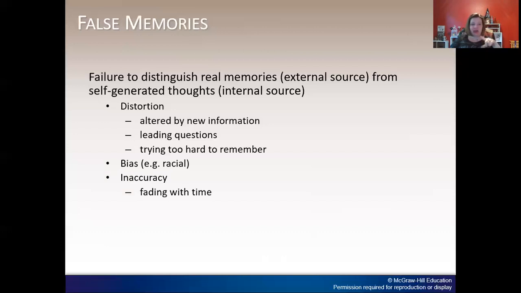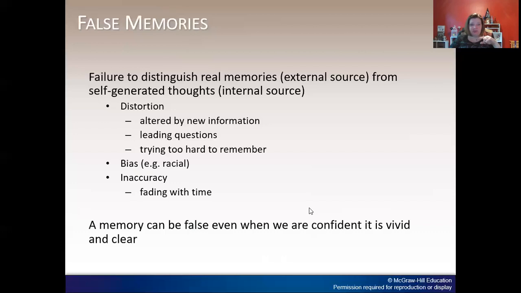Inaccuracy can be caused by memories fading with time. Even if we think we're confident and we think the memory is vivid and we think the memory is clear, sometimes it's not always. Information fades with time. And understand too that every time you retell a story, every time you recall information, you're not just recalling the incident in and of itself. Every time you've recalled that information, you're adding in more information, usually something like the feeling.